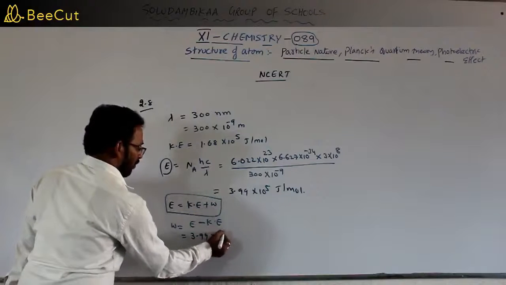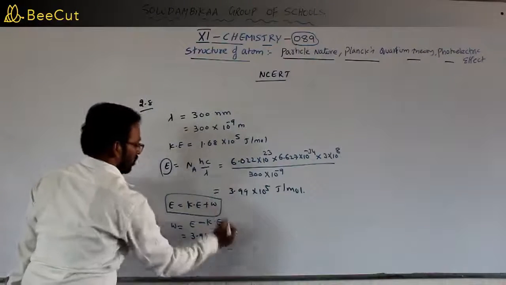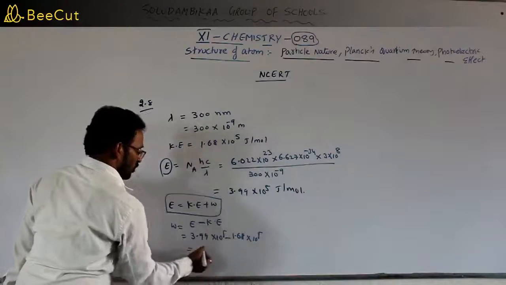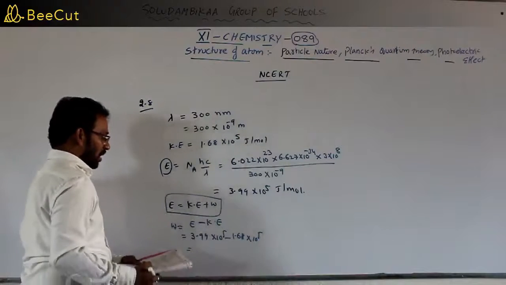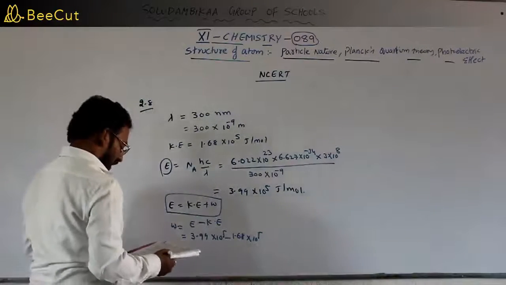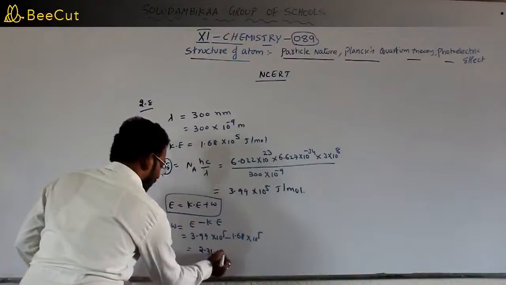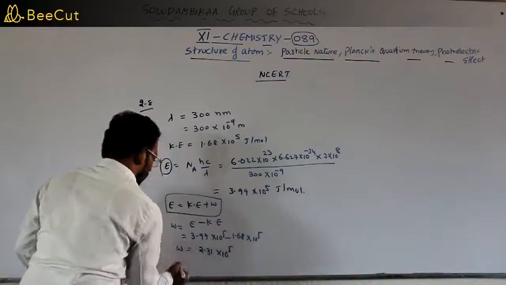3.99 into 10 to the power of 5 minus 1.68 into 10 to the power of 5. So 10 to the power of 5 we will take common. 3.99 minus 1.68 will get 2.31. 2.31 into 10 to the power of 5 is equal to W.